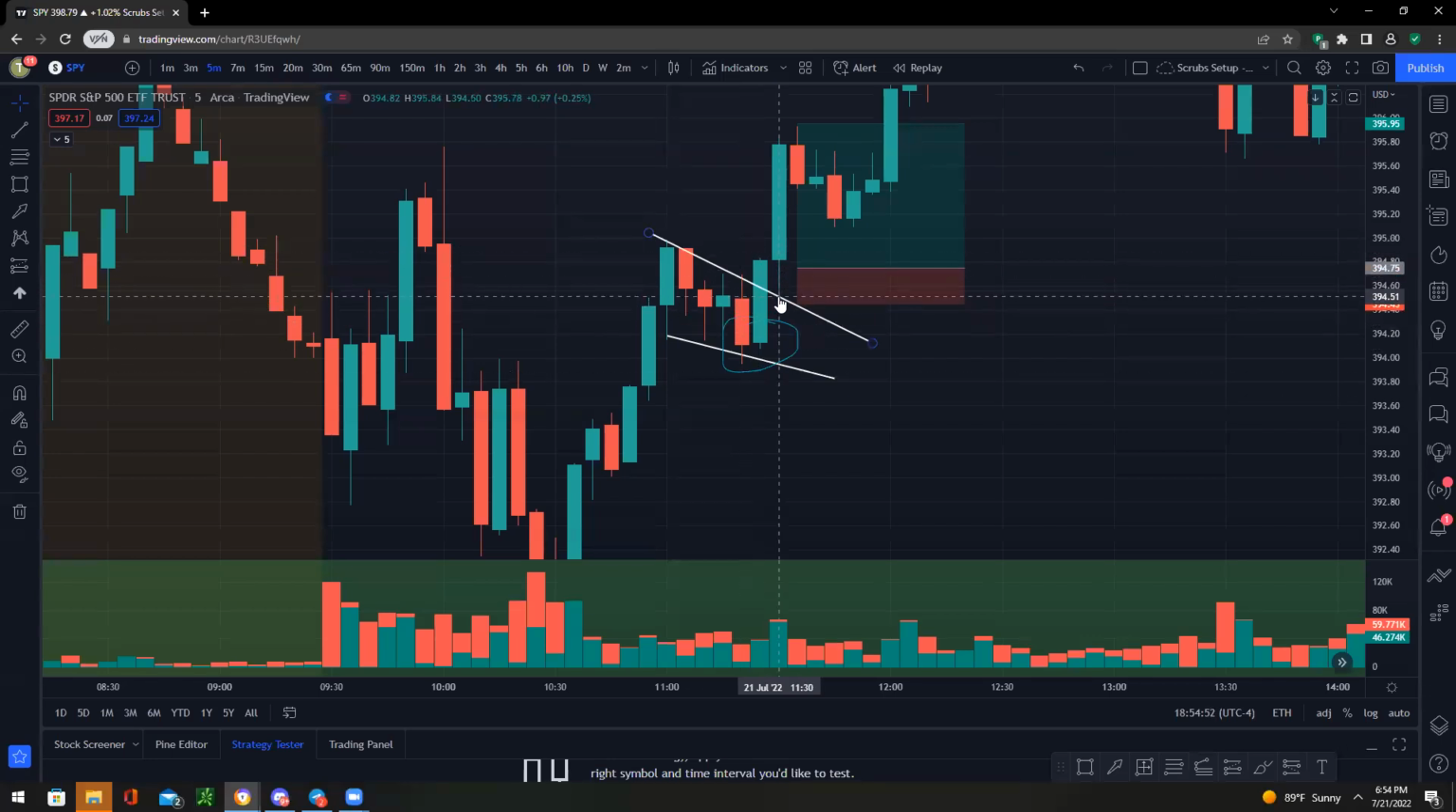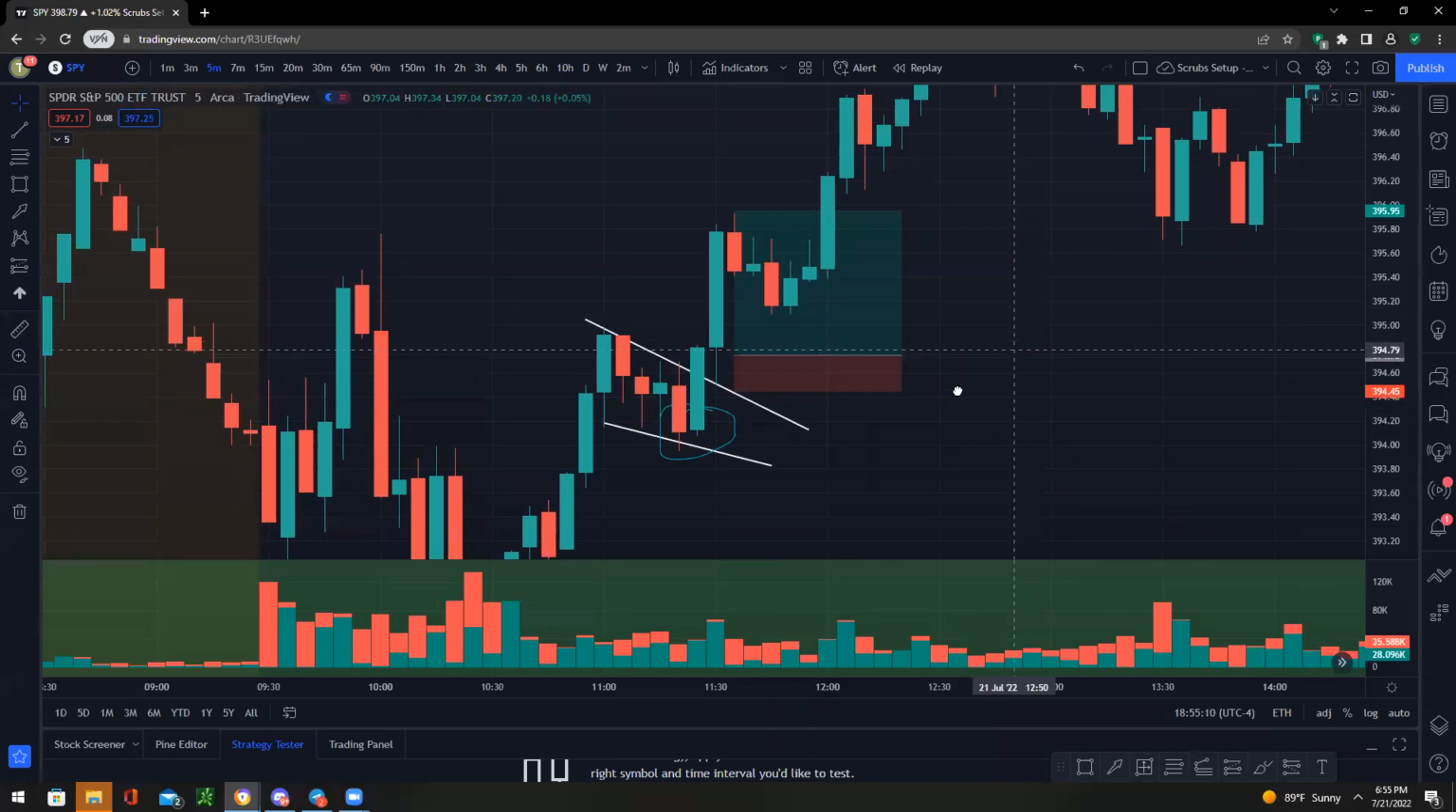So I want to get in on the pullback because it's better for my risk, or I want to get in on the bounce because it's much better for my risk. So I don't want to get in as the move's already happening. I want to get in prematurely, or I want to get in on the bounce, right?